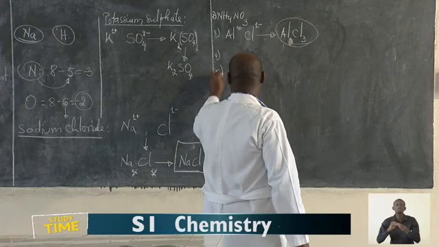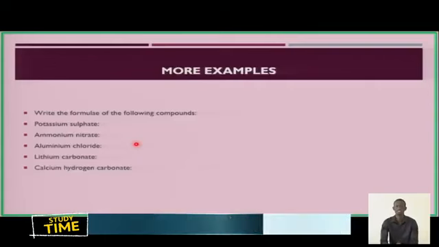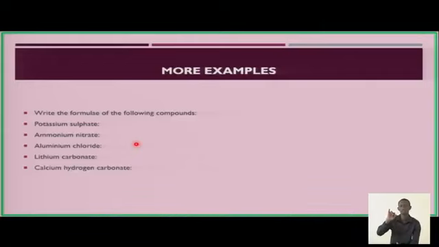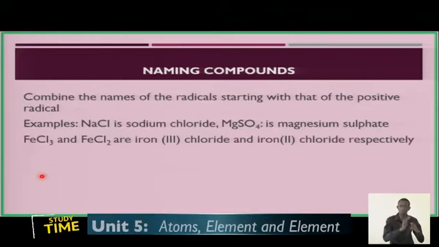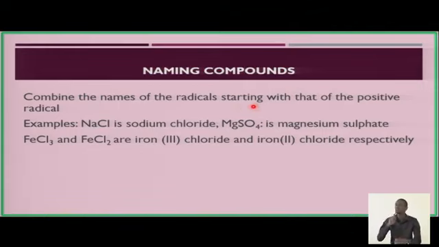Number 4 and number 5, you will try them. Lithium carbonate and calcium hydrogen carbonate, you will try these 2, okay? Now, let us see how we can start from the molecular formula and name the compounds. What do we do? Combine the names of the radicals. And here, you should know that we start with the name of the positive radical. We have the example here.